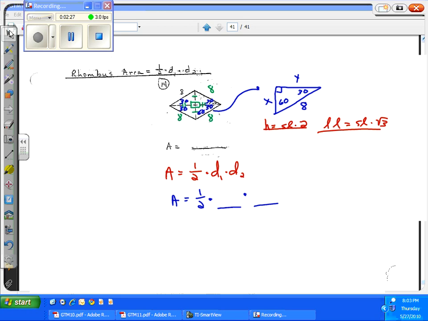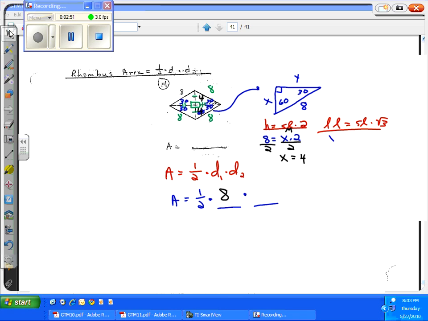What we know is the hypotenuse 8, so hypotenuse 8 equals short leg, which is the x times 2. Short leg is opposite the 30. So now we're going to undo multiplication by division, and we get x is equal to 4. So this little piece is 4, so that little piece is 4, so that whole diagonal is 8.